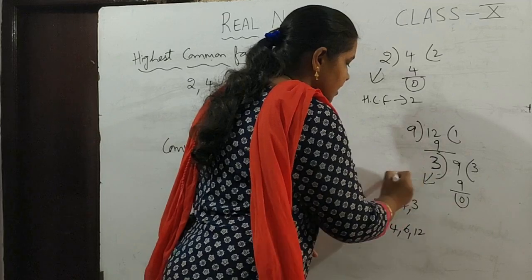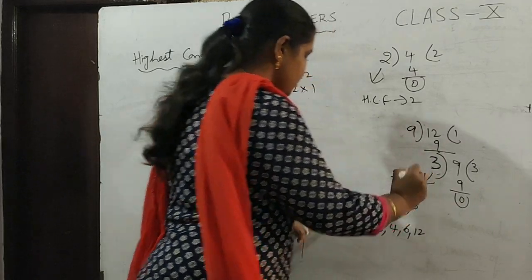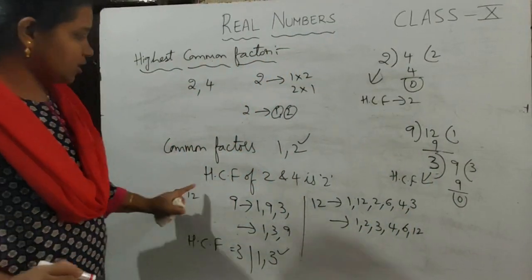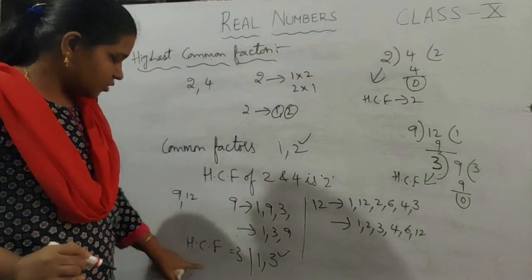So this is called the highest common factor. Even if you find it by writing all the common factors, you get the HCF as 3.